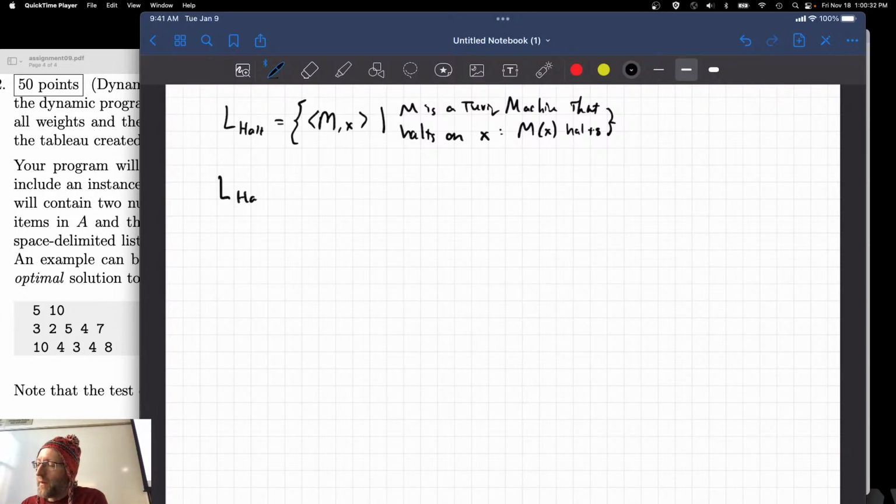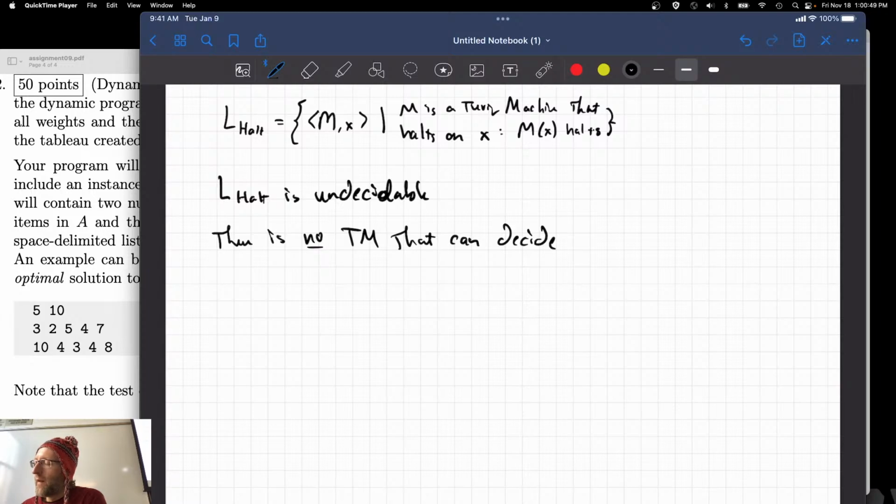L halt is undecidable, right? In other words, there is no Turing machine that can decide L halt. There's no Turing machine that can look at another Turing machine and an input X, and say, when you run this machine on X, it's going to halt. Accept, reject, I don't care. I'm just going to tell you that there's no infinite loop. So what I'm telling you is that there is no Turing machine to decide this. Here's my proof.